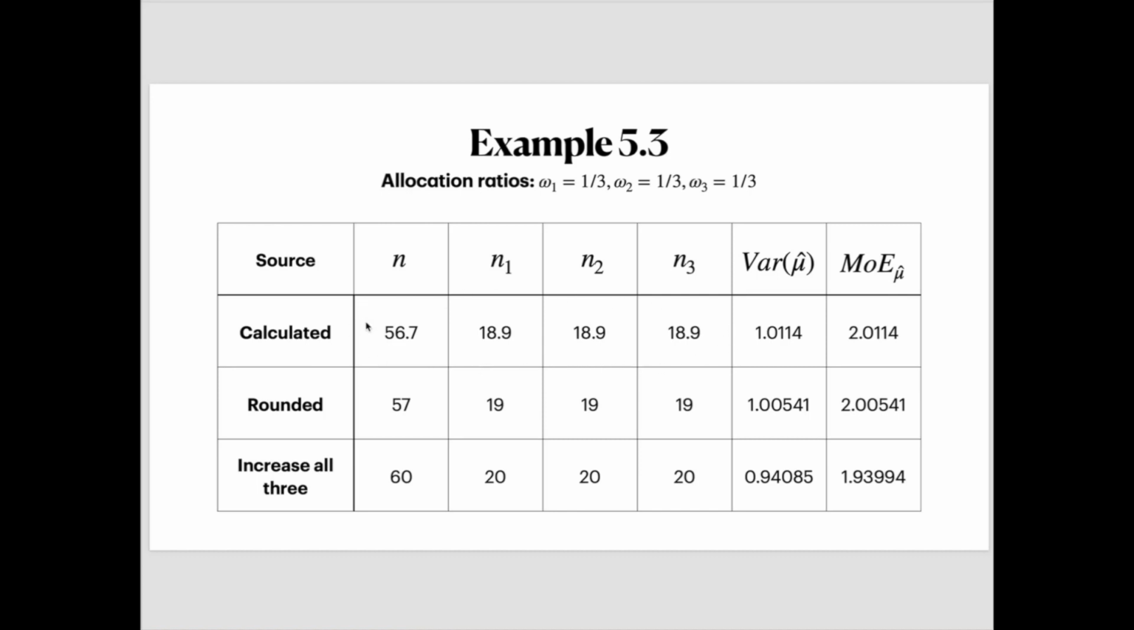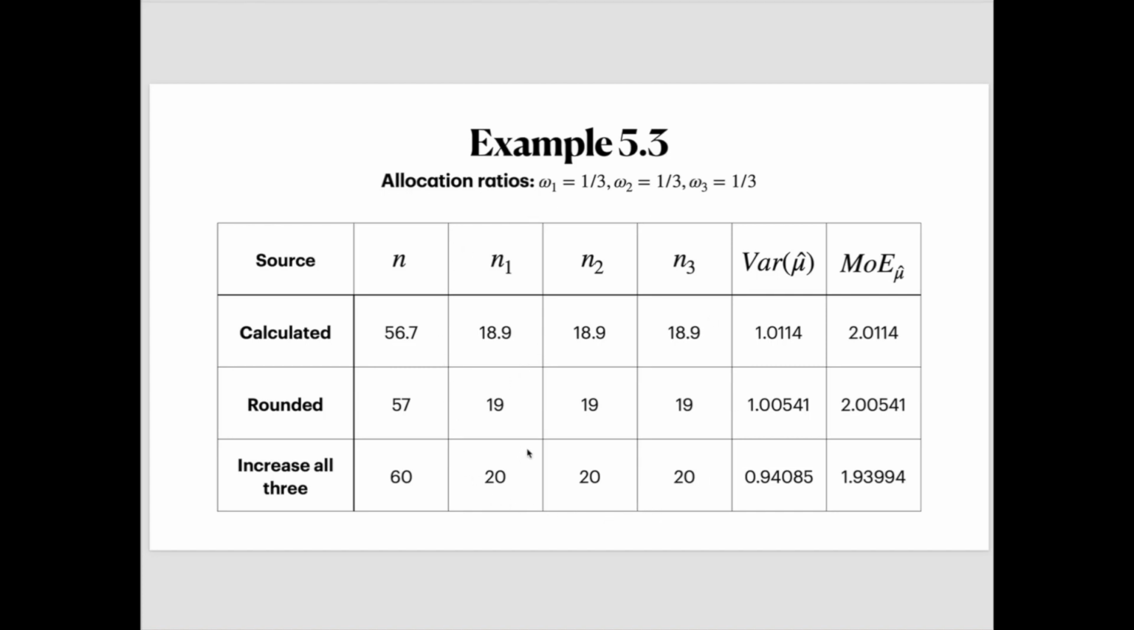Now again, obviously, we have to get integers here for sample sizes. We can't use fractional values. So the first approach that we'll look at here is what if we just round, and when I talk about what I'm doing here, I'm talking about doing this operation to the individual strata sizes.